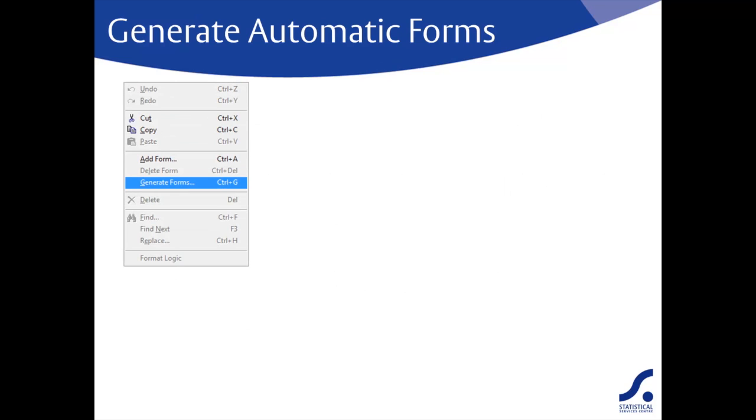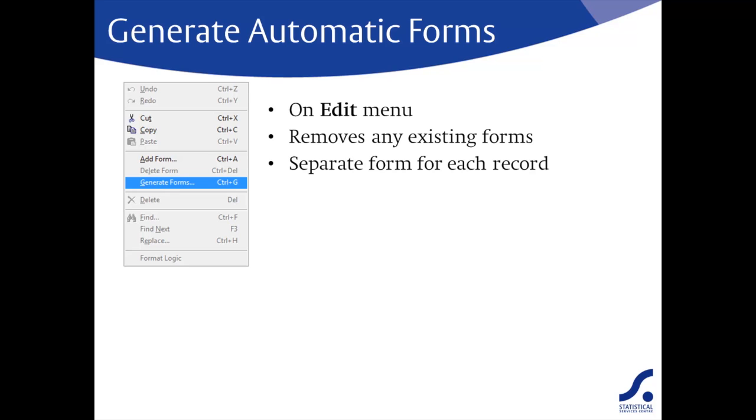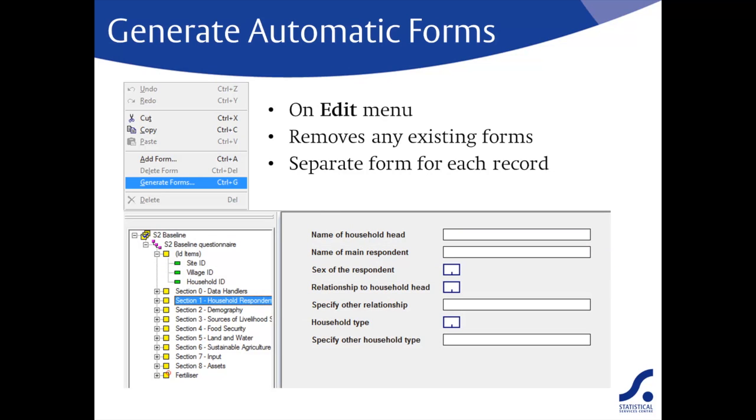CSPro includes a feature to automatically produce forms. The command generate forms is found on the edit menu as shown here. This feature would remove any existing forms you might have in the current application, and it will produce a separate form for each record. The automatic forms can be a useful starting point, but we would recommend adjusting these forms so that they match the questionnaire layout.